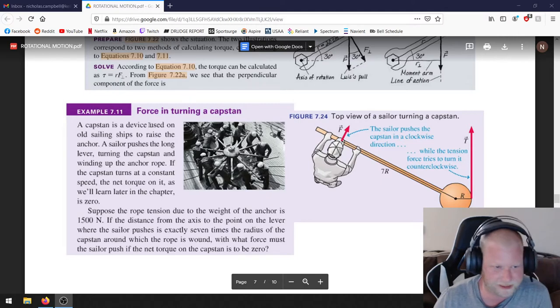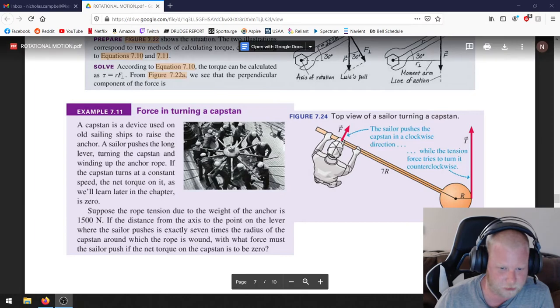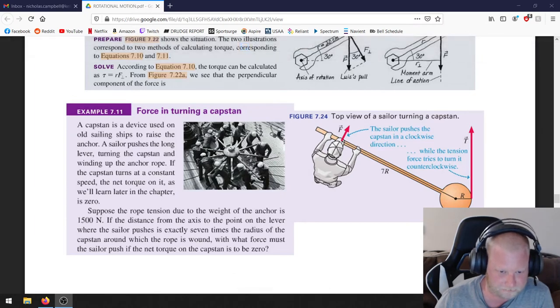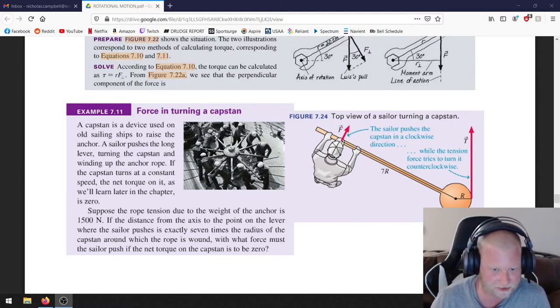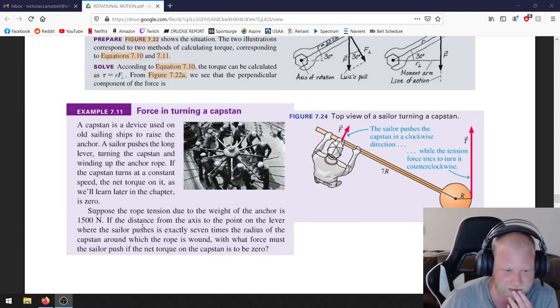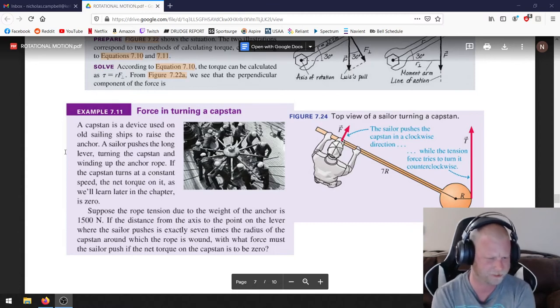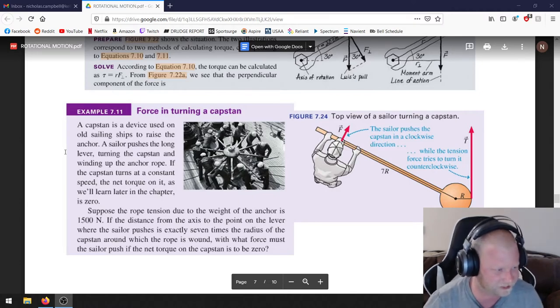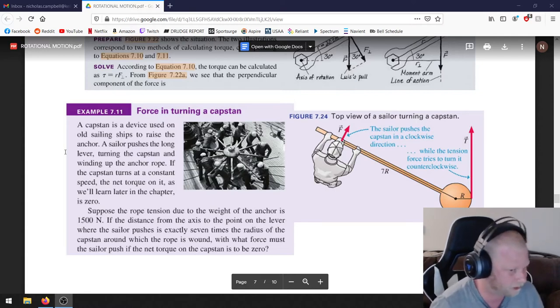And so lastly, let's take a look at example 7.11. Now, a capstan is one of these mechanisms in old ships where the sailors would push on them and raise the anchor. In this case, we've got a net torque of 0, and we'll get into net torque in the next video. But for now, just recognize that zero net torque means that the object is either being spun at a constant angular velocity or that it is not rotating at all.